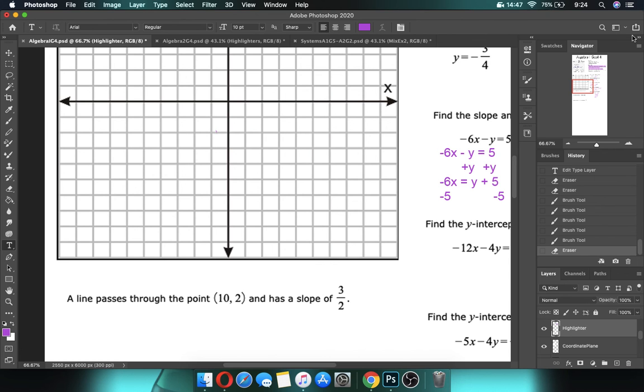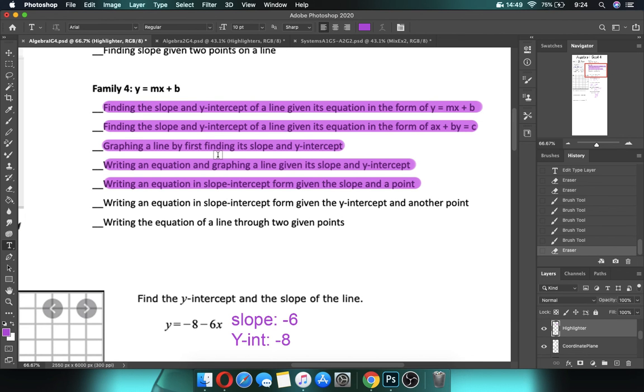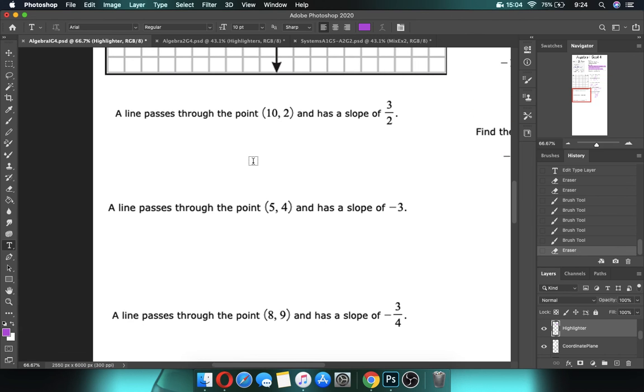The next topic that I want to talk about is this one. Where is it? Finding the slope and y-intercept. There it is. Writing an equation in slope-intercept form given a slope and a point. That's what this topic is. They give you the slope, they give you the point.